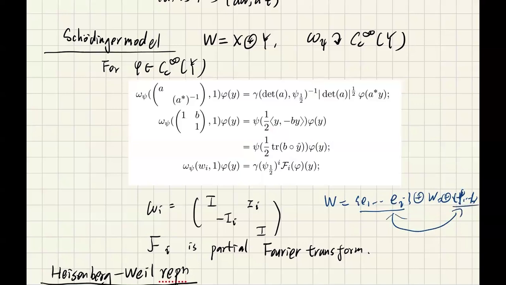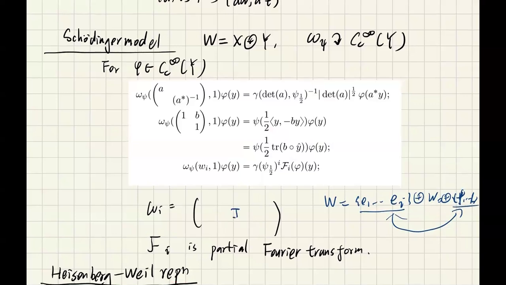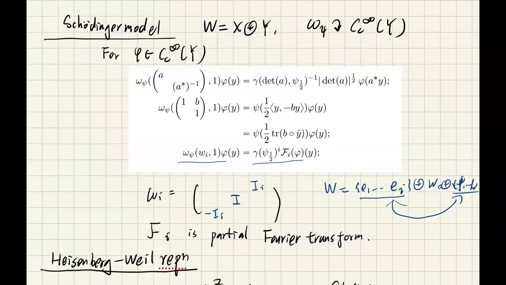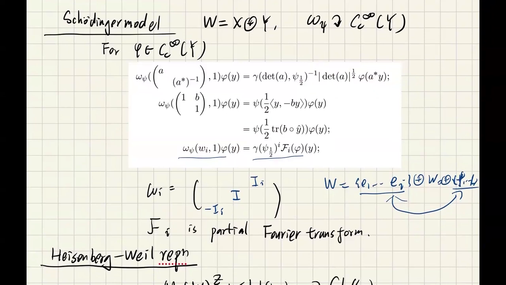I think I'm writing something like this, a matrix with I and minus I. Then the action is given essentially by a partial Fourier transform, but up to eighth roots of unity. So this is an explicit formula for the Schrodinger model. My advice is that, except when necessary, never use this explicit formula.